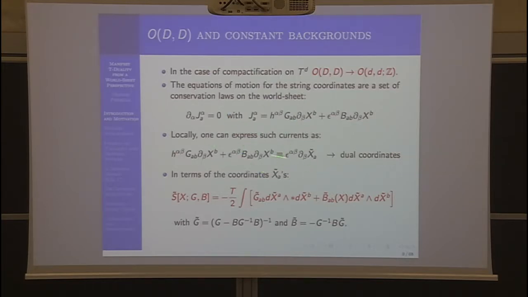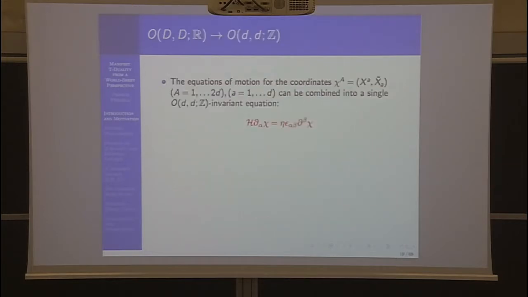Locally, we can express the currents in such a way as to define dual coordinates in this way. And only in this case can we rewrite the initial action in this way, in terms of the coordinates X tilde a, with a suitable transformation of G tilde and B tilde. These are essentially the so-called Buscher rules. This is what is called abelian T-duality.